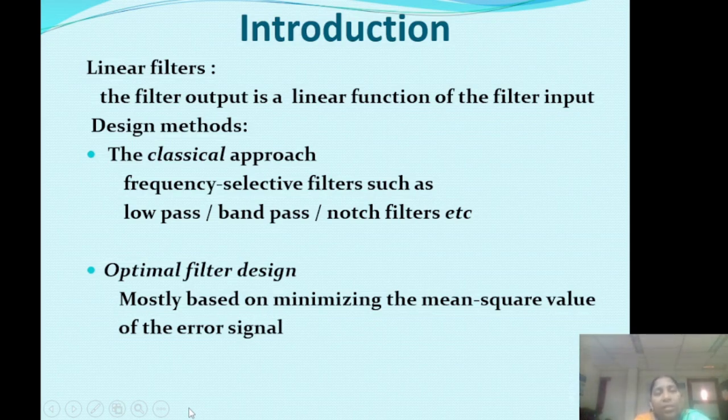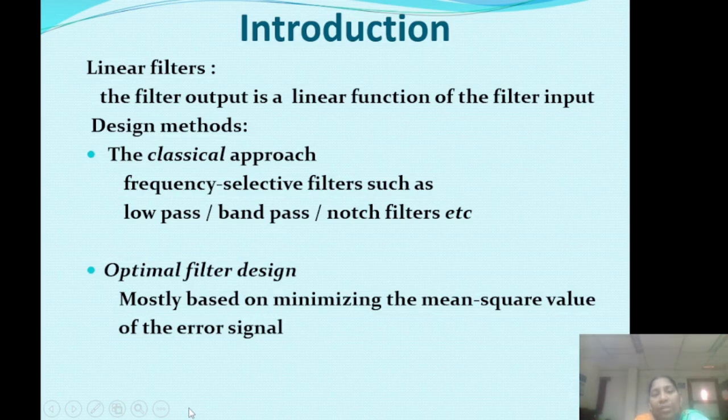The classical filters are frequency selective filters like low pass, band pass, high pass and notch filter. Those filters allow only the particular frequency to pass through. That's why they are called classical filters. But in the case of optimal filter design, it is not frequency selective. Even when the signal is buried with some noise, we are able to retrieve the original signal by applying this optimal filter design.